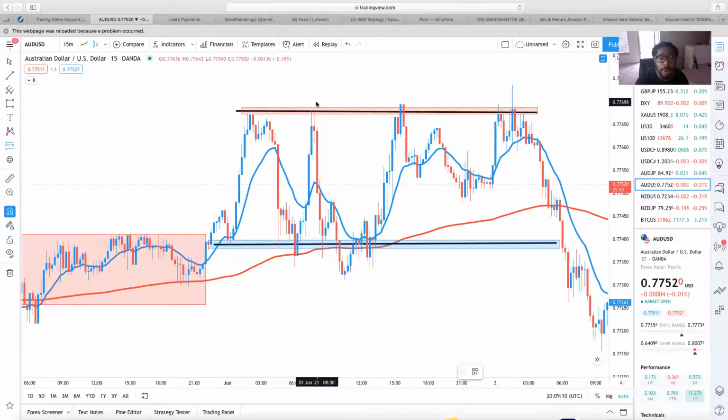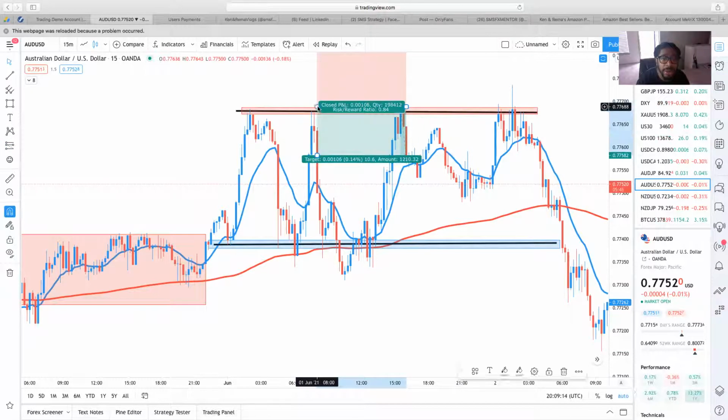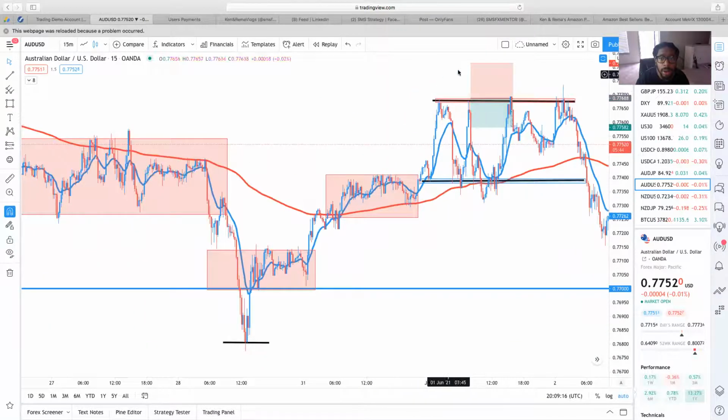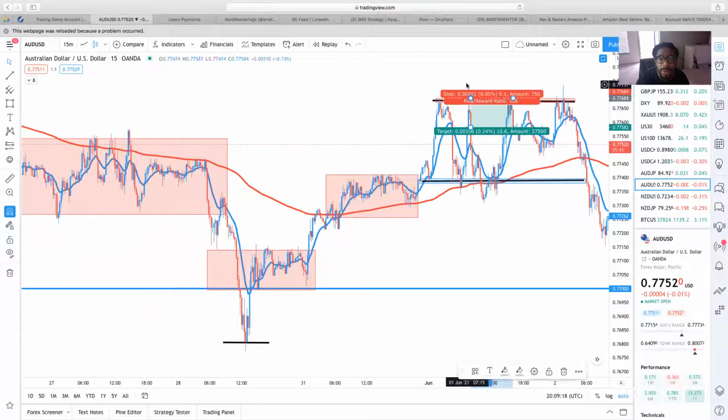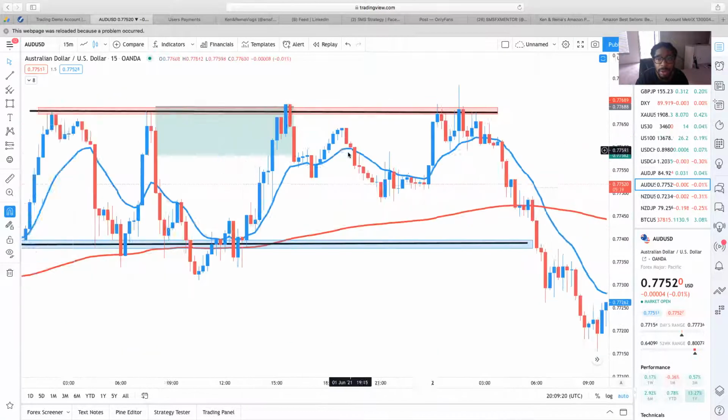So this is what my next trade would have looked like, consistent in a ranging area, and it's a for sure range area. Yeah, my stop wouldn't be that high up. I would put my stop just shortly up under there.